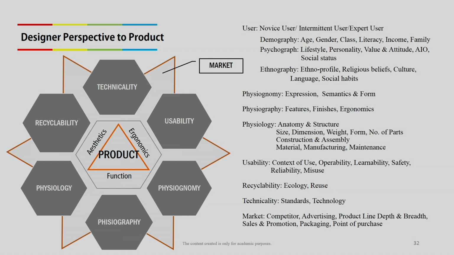The designer also considers the demographic condition of the user. Under this, the designer will see age, gender, class, literacy, income, family. The designer will also see psychographics: lifestyle, personality, value and attitude, AIO and social status. So, what is AIO? Activity, interest and opinion.